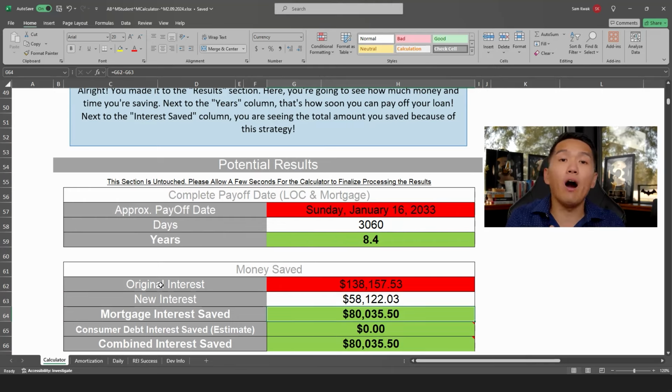We also give away hundreds of free videos about the strategy, all the questions that you have about using a line of credit to pay off your mortgage faster, which we here call accelerated banking.